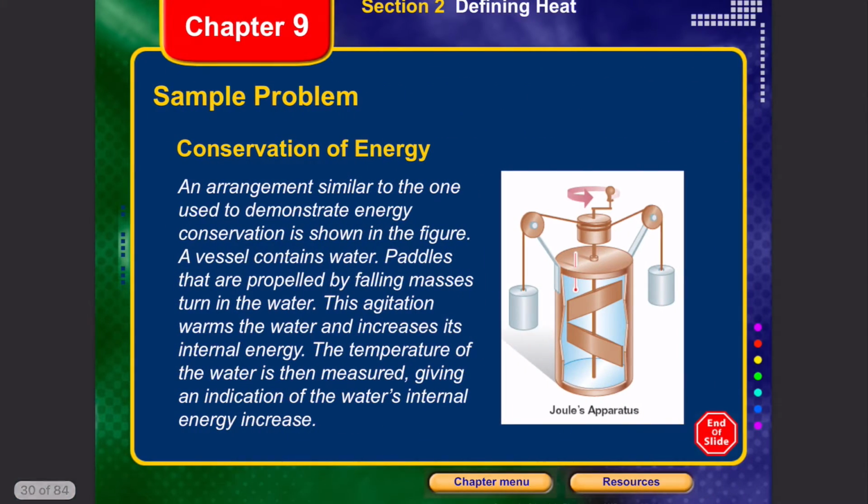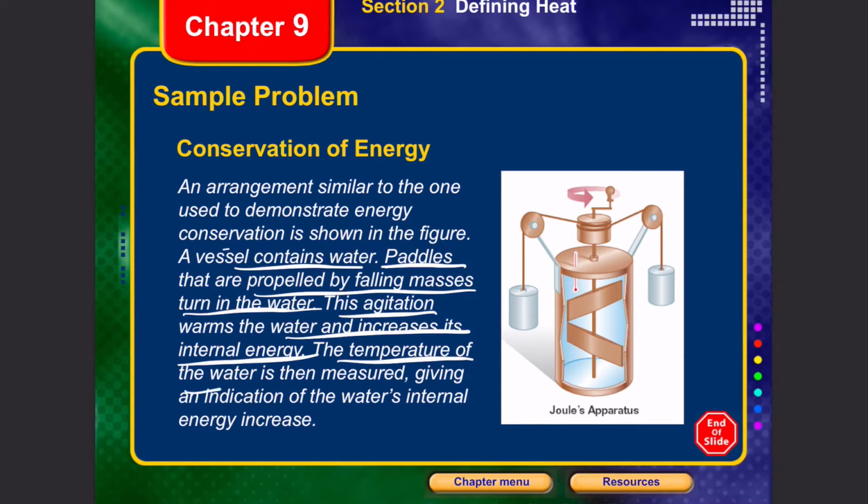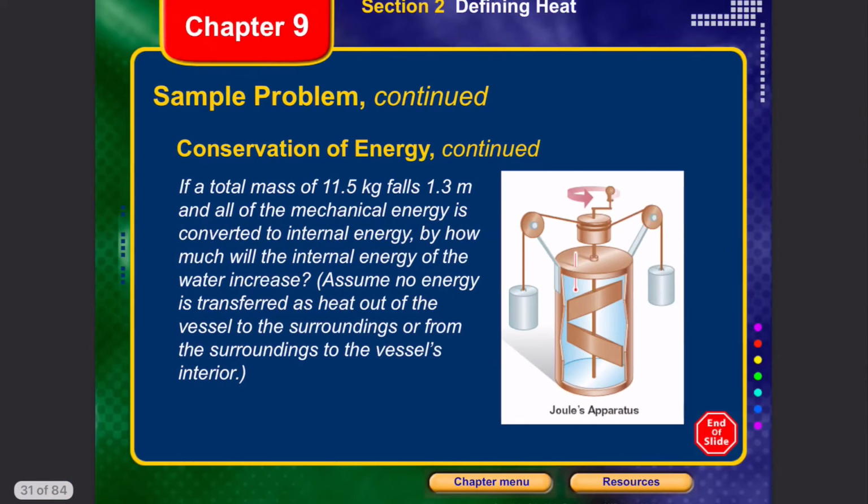So let's take an example, an arrangement similar to the one used to demonstrate energy conservation. You have a vessel that contains water, with paddles propelling the water, driven by falling masses. This agitation of the water increases its internal energy. The temperature of the water is then measured, giving an indication of the water's energy increase. Now, if a total mass of 11.5 kilograms falls 1.3 meters and all of the mechanical energy is converted to internal energy, by how much will the internal energy of the water increase?